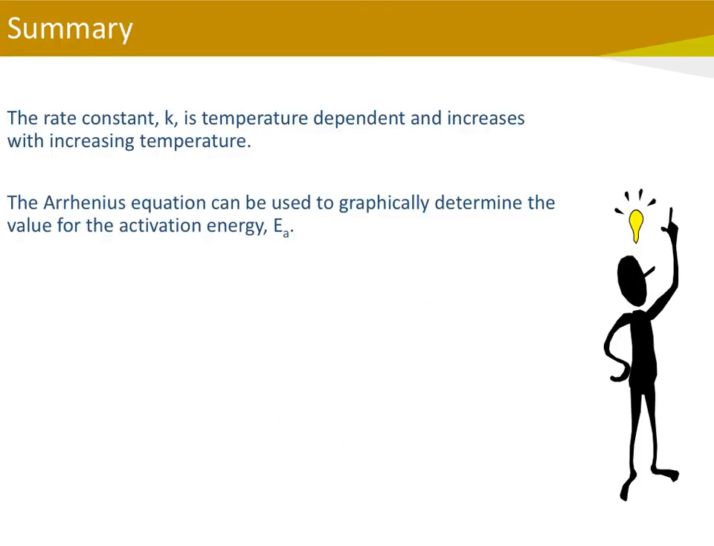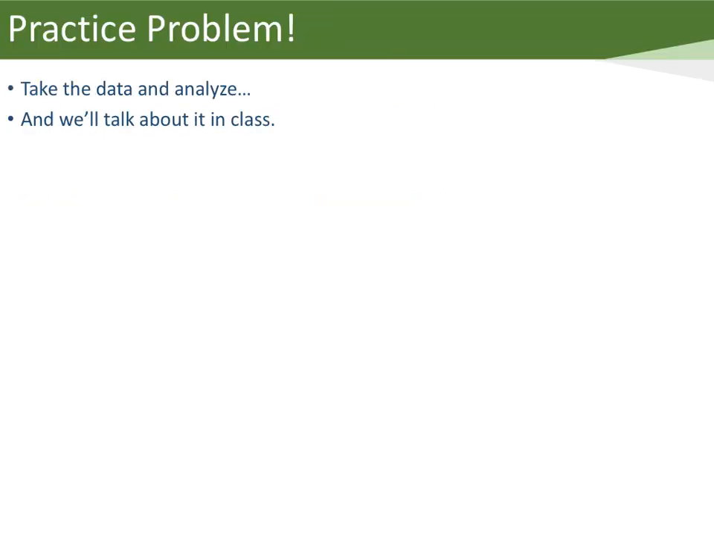So as a summary, the rate constant K is temperature dependent and increases with increasing temperature. And the Arrhenius equation can be used to graphically determine the value for the activation energy, EA. Maybe there's some other summary points you want to add as well. Now I've got another practice problem for you. There is some data for you to analyze. Take the data, analyze it, and we'll talk about it in class.